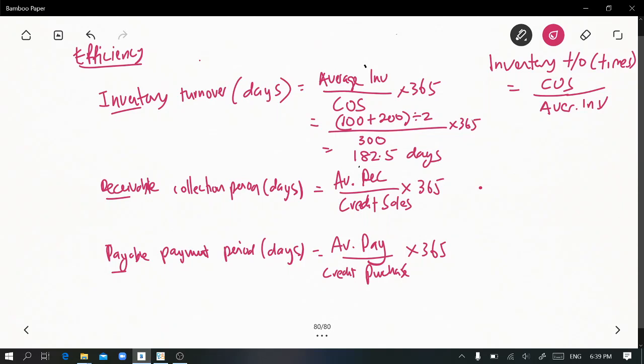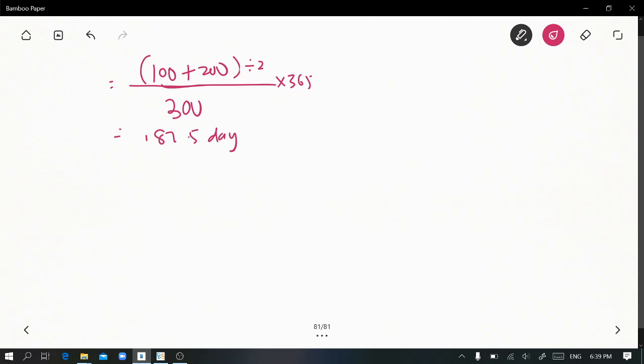What does this mean? So 100 plus 200, opening plus closing divided by 2, to get the average, divided by cost of sales, times 365, is 182.5 days.